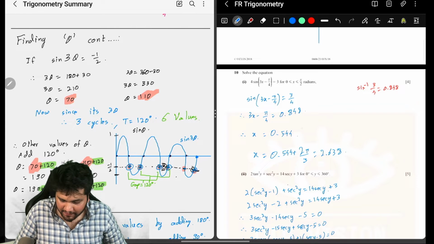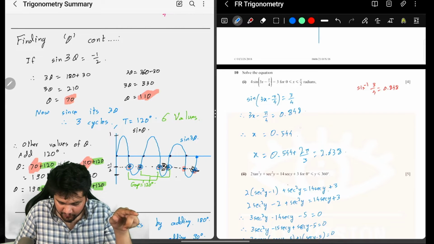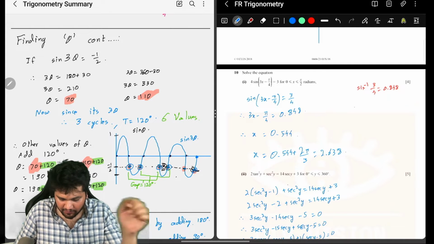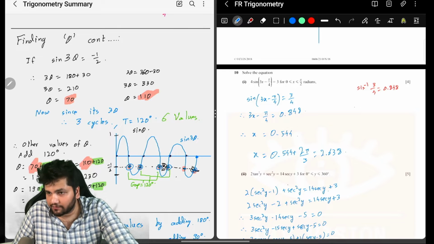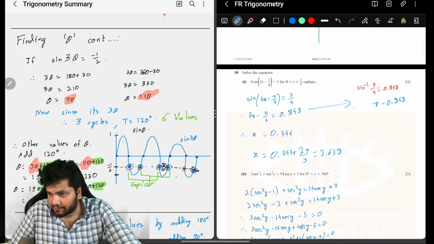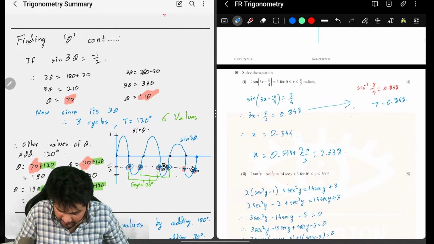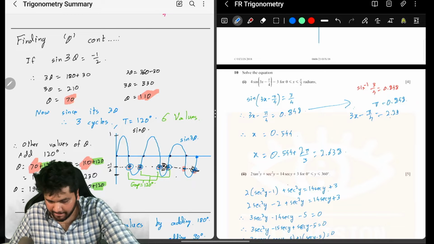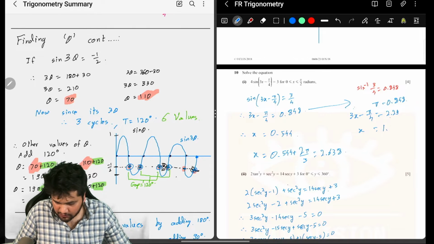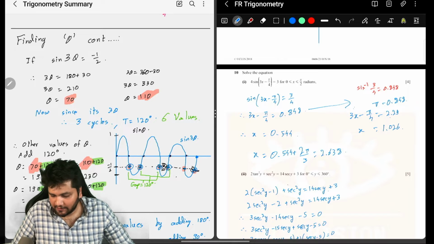But we also forgot one thing: when x is 0.544, this is the first quadrant value which we'll get. We'll also get the second quadrant value, right? So we'll get the second quadrant value as well, which is going to be pi minus 0.848. Then 3x minus pi by 4 is equal to whatever value we get, and after making x the subject, we will get x is equal to 1.026.